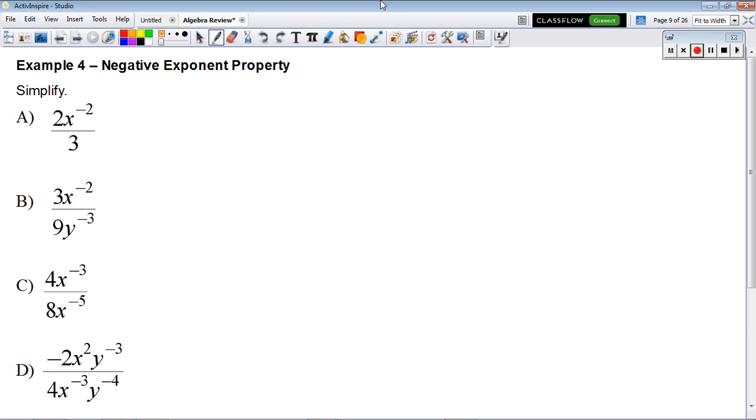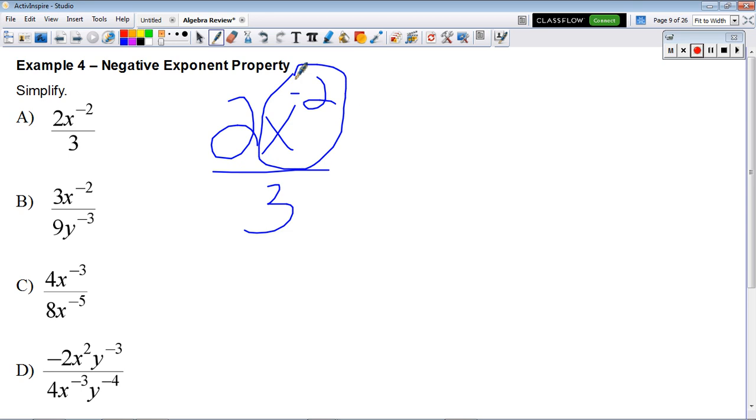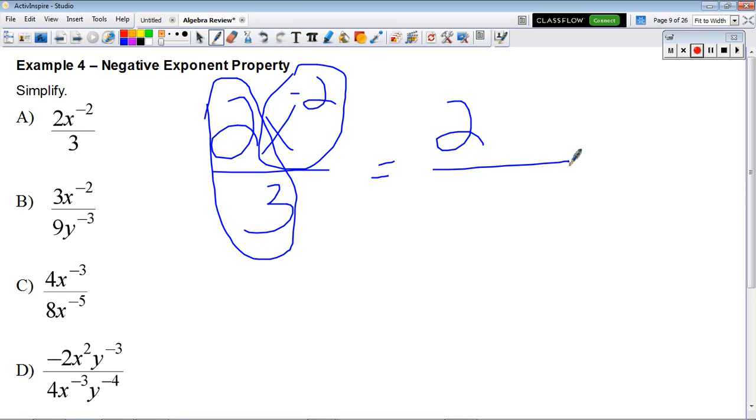So for instance, with this here, I have 2x to the negative 2 over 3. Because this variable is to a negative power, what that tells me is I need to take that variable and that exponent and flip it to the other side of the fraction. Now the 2/3 stays 2/3. Nothing with the negative exponent impacts the coefficients.